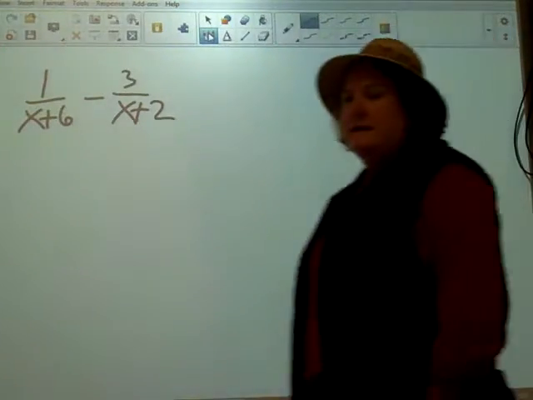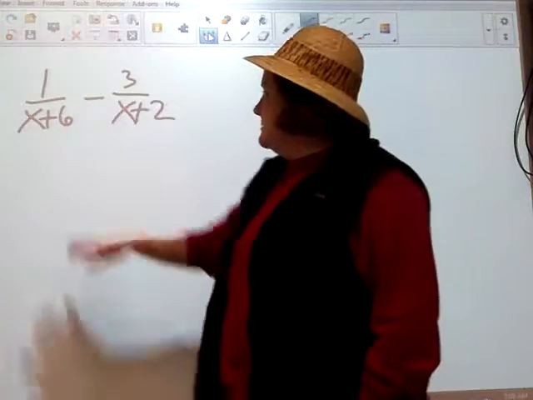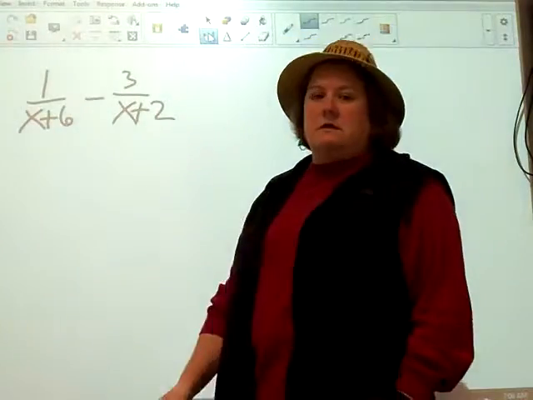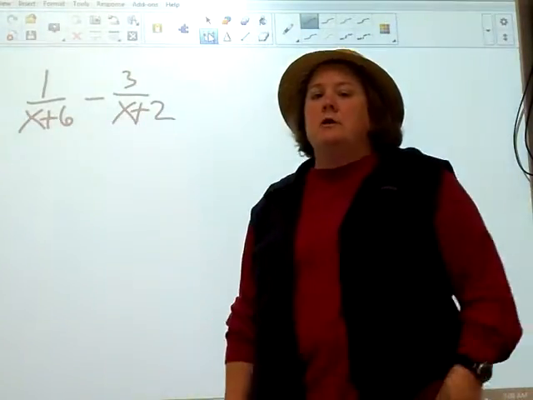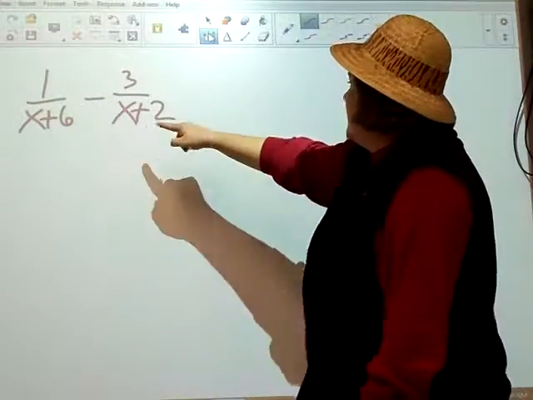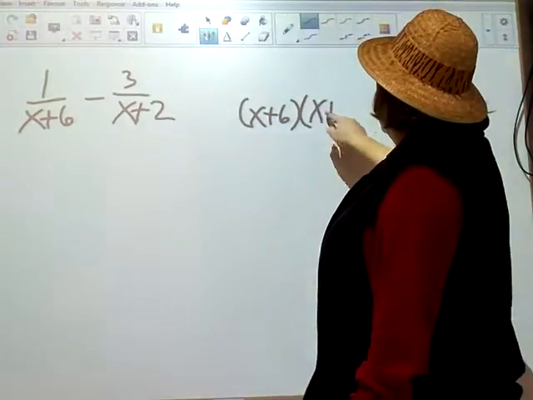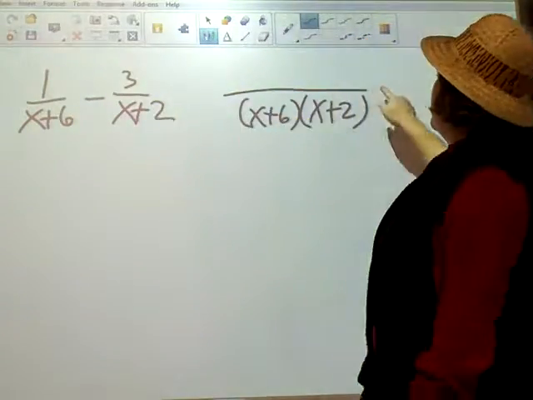Alright, we know that before we can add or subtract with fractions, we've got to have a common denominator. So I'm looking here at x plus 6 and x plus 2. That's not the same thing. That's not a common denominator. So to get my common denominator, I'm going to actually take the product of those two. So I'm going to take x plus 6 times x plus 2. That's going to be my common denominator.